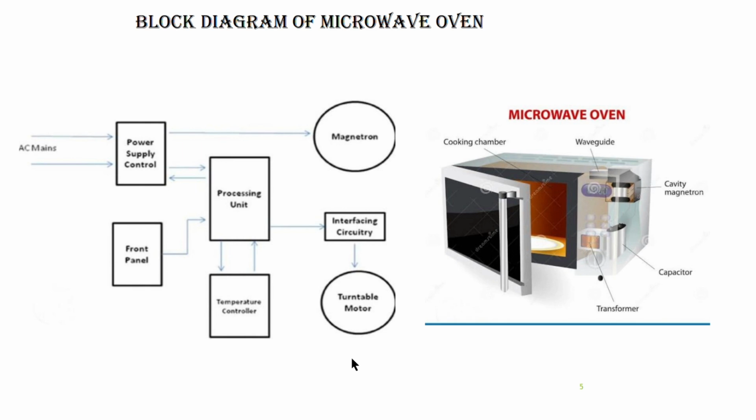Now let us talk about power supply control. Power supply control in a microwave refers to the electronic circuitry that regulates the amount of power which is derived from the magnetron.